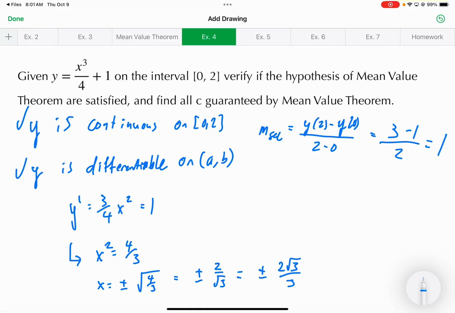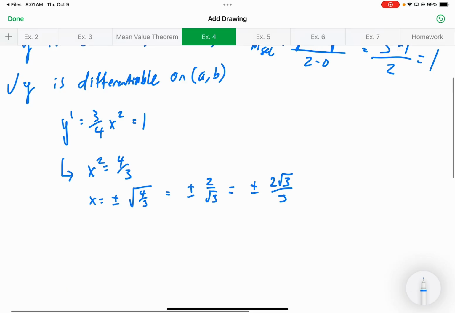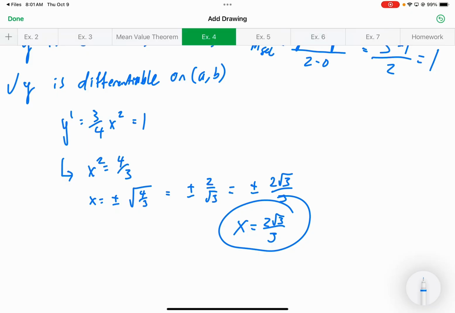Do both of those follow my interval? No, they don't. Does one of them follow my interval? I would assume so. I mean, if you take 4 over 3, that's 1.3 repeating. The square root of that is going to be a number that's between 0 and 2, and that's in our interval. So because of that, we would say that we want x equals 2 square root of 3 over 3. It's going to be our value. Or instead of saying x, it would be more proper to say c. As long as you pinpoint that value, that's what I care about, though. Okay? All right.